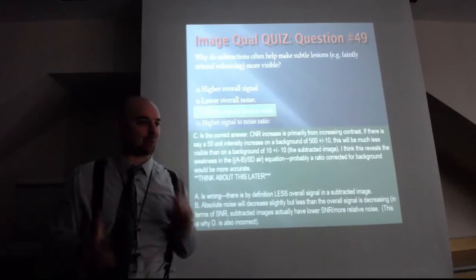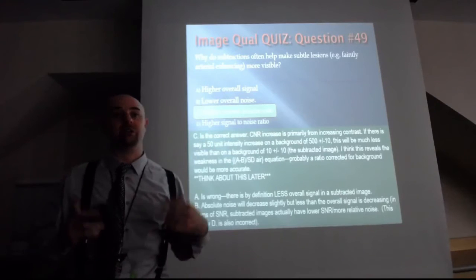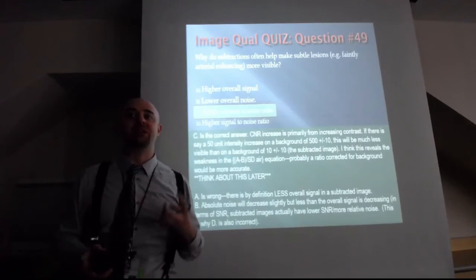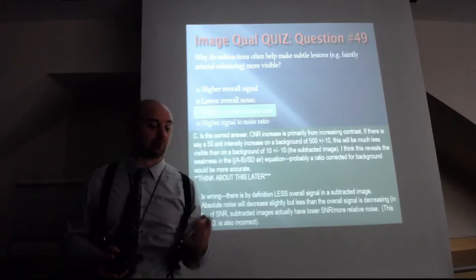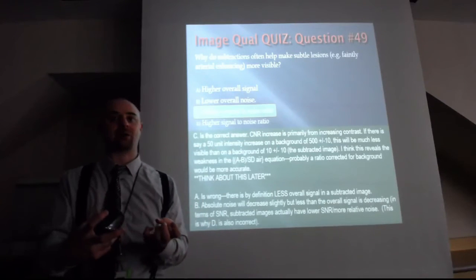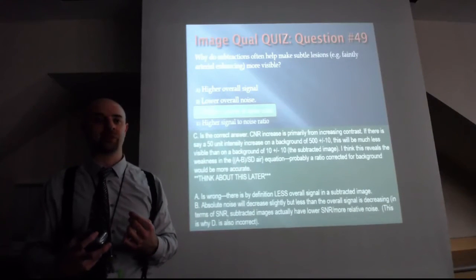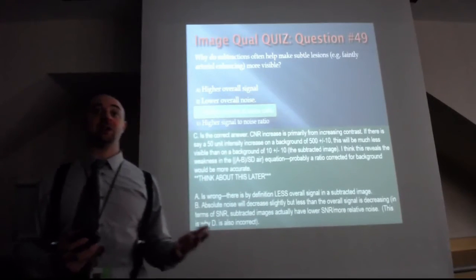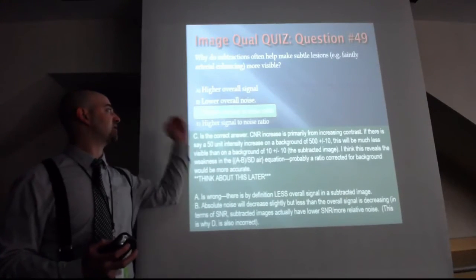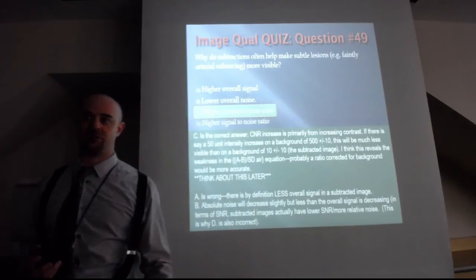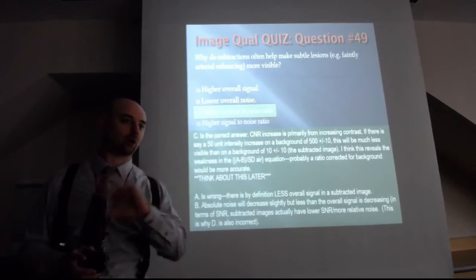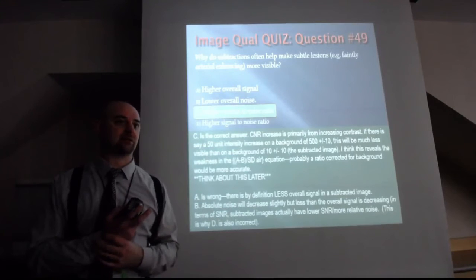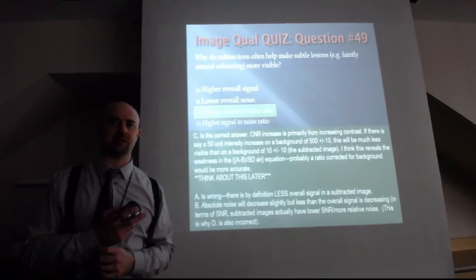When you see something in an image, a lesion or a tumor or whatever, it's because there's contrast between your target and its background that makes it stand out more. So giving contrast and suddenly seeing a subtly enhancing lesion is because you've elevated your contrast to noise ratio. That's a core concept in radiology practice. Questions about that?